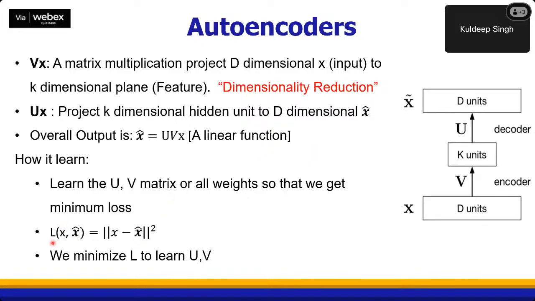So the loss function here could be the L2 norm between the output and the input. So basically the whole idea of training is to minimize this L to learn U and V, the weights in this U and V. That is how we also call it L2 loss or L2 norm.